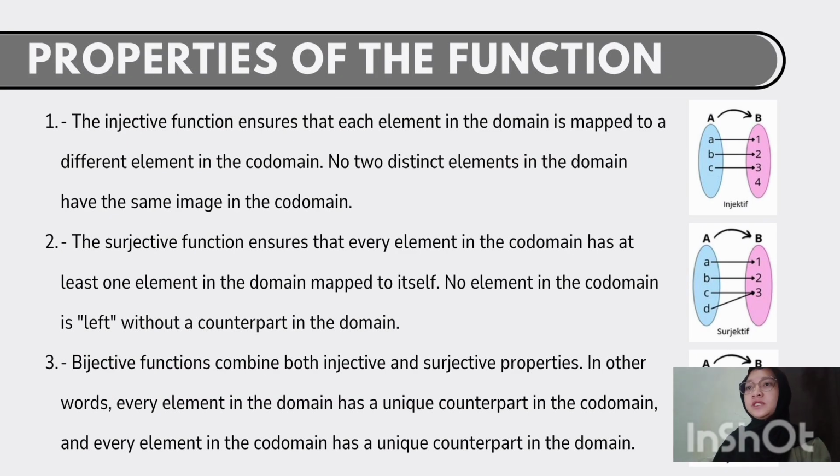Next is the properties of functions. First, the injective function ensures that each element in the domain is mapped to a different element in the codomain. No two distinct elements in the domain have the same image in the codomain. Second, the surjective function ensures that every element in the codomain has at least one element in the domain mapped to it. No element in the codomain is left without a counterpart in the domain.